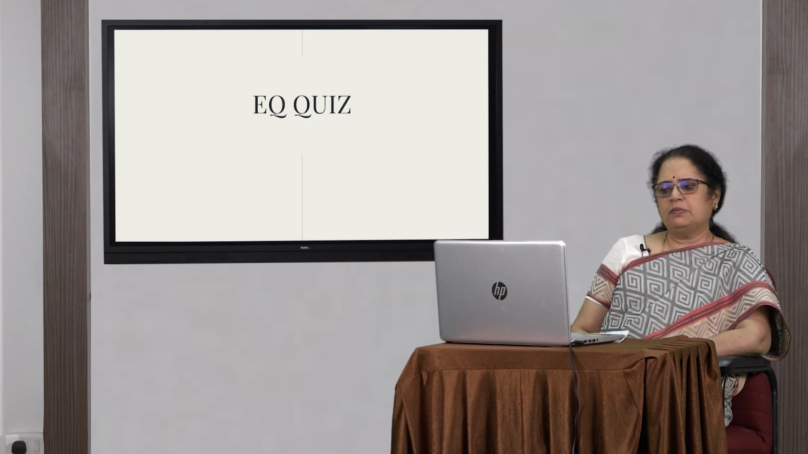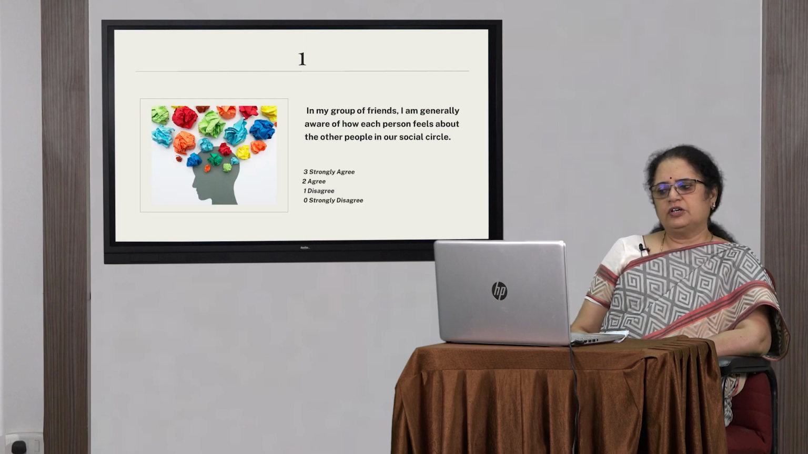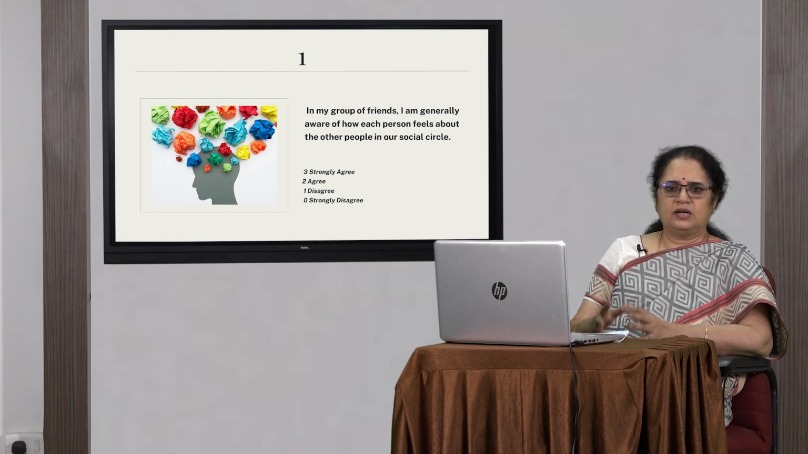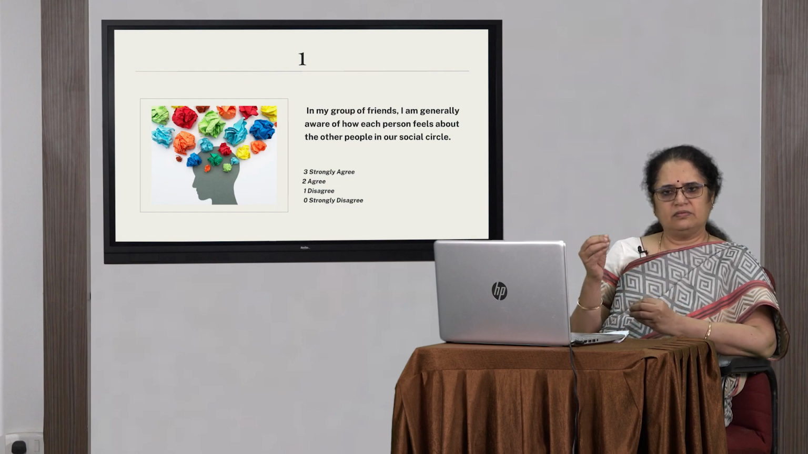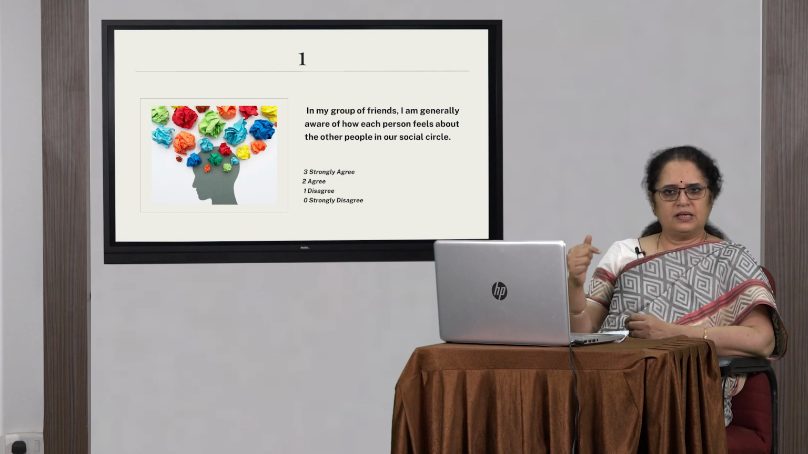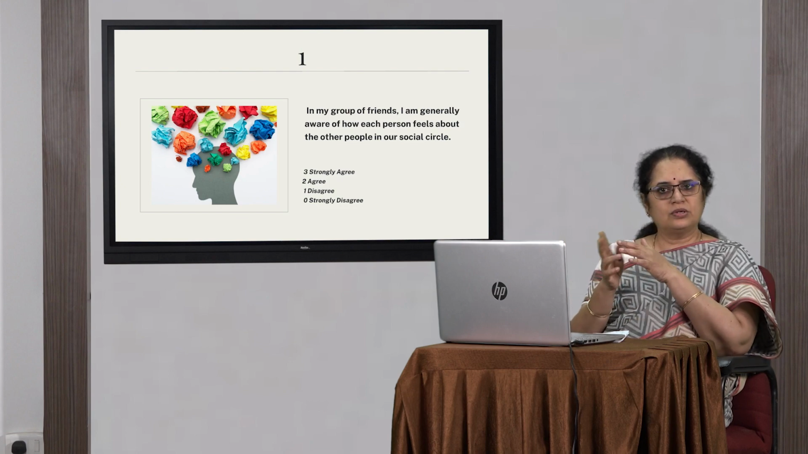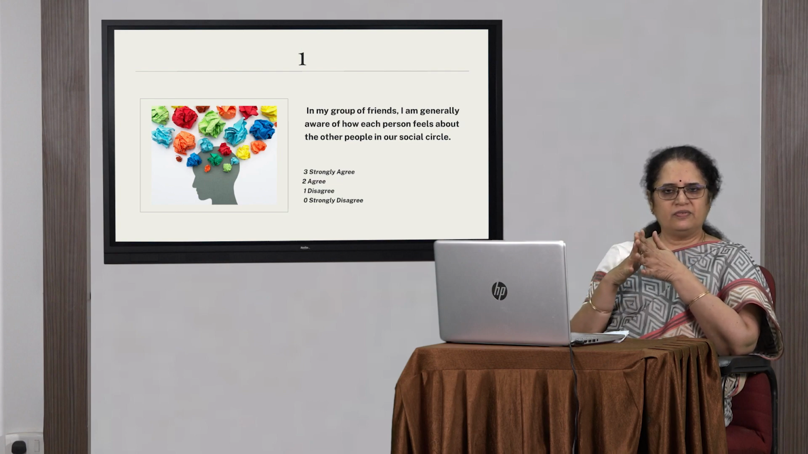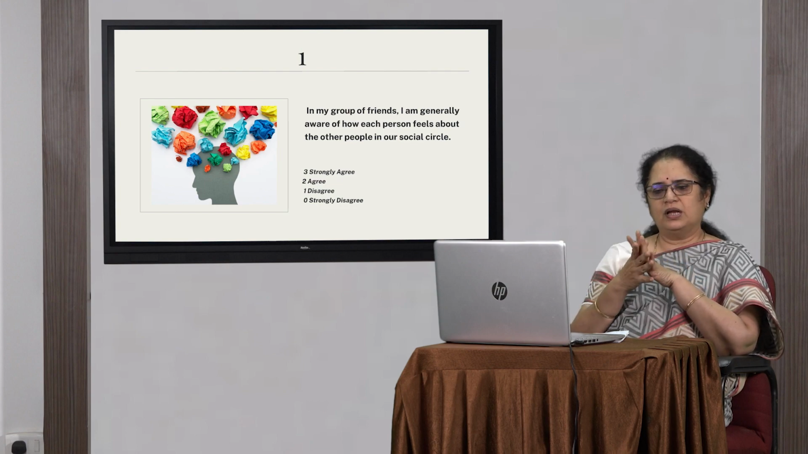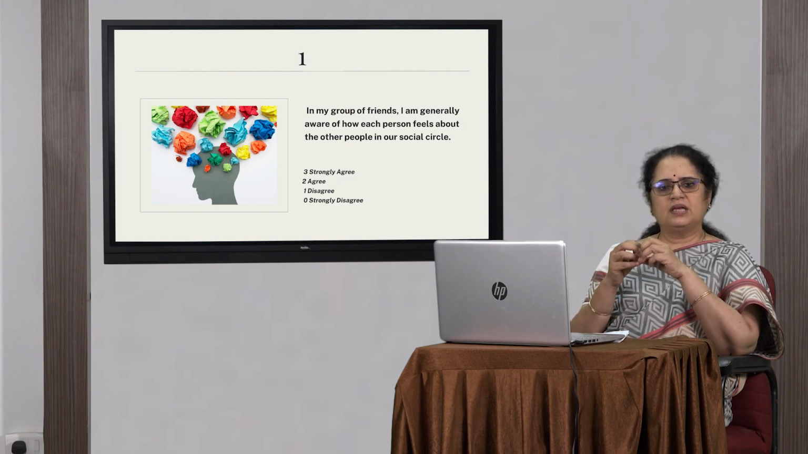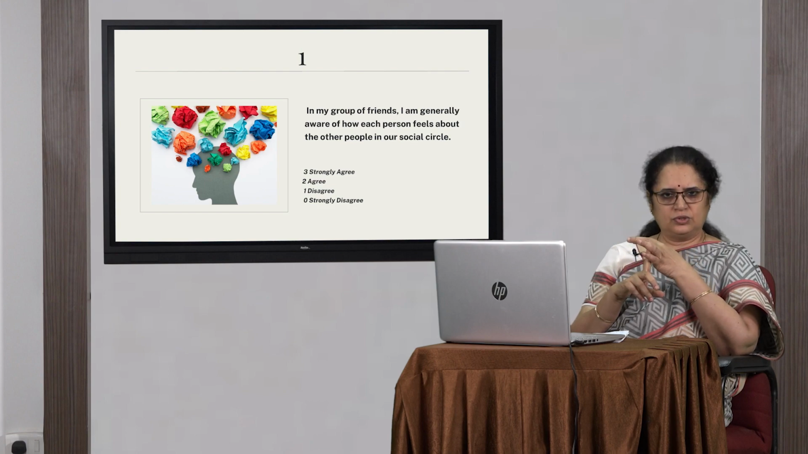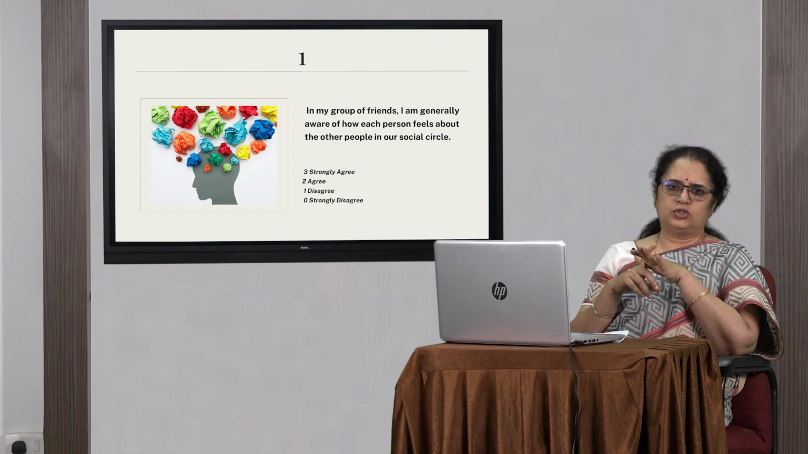Okay, the first question is, in my group of friends, I am generally aware of how each person feels about the other people in our social circle. So there are 5, 6 friends. I know what A thinks about everybody else, I know what B thinks, I know who is close to whom, I know who is not so friendly with the other person. I have a very good idea of how these people are. So, if you strongly agree with what I am saying, give yourself a 3, otherwise 2 for agree, 1 if you disagree, and 0 for strongly disagree.